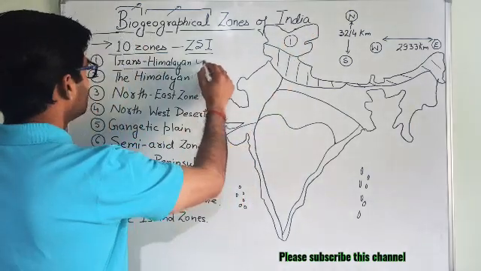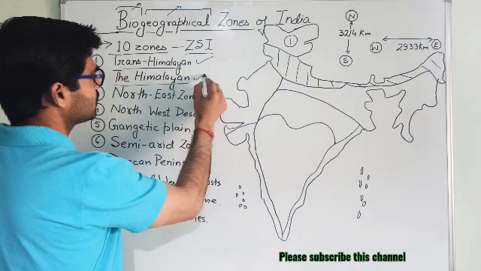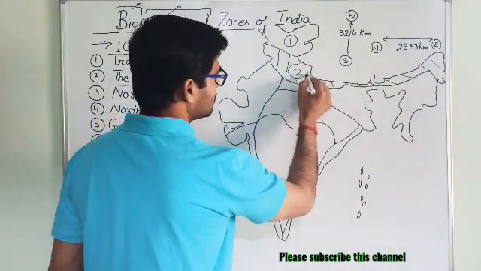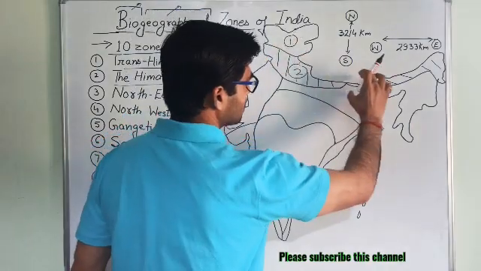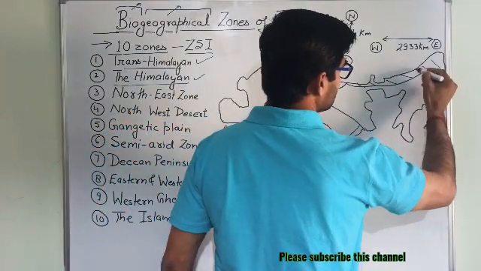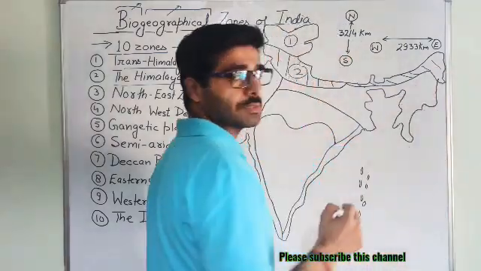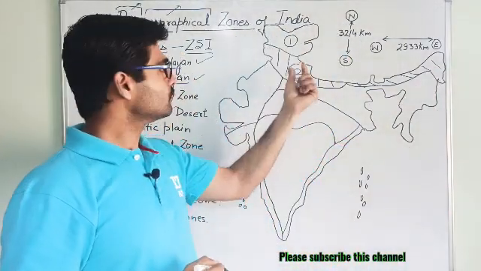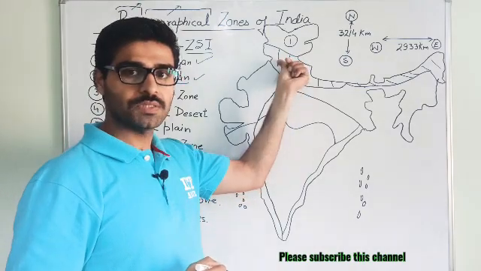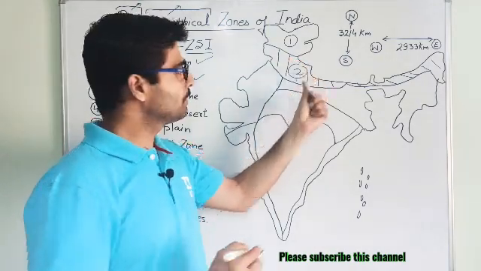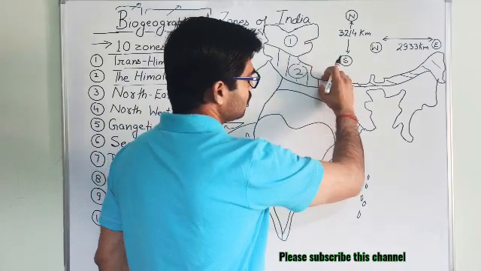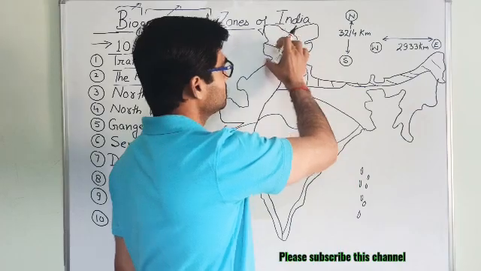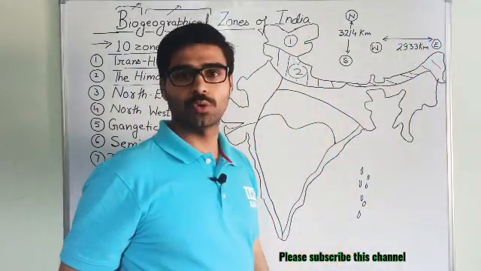Second is the Himalayan zone. This Himalayan belt includes one state, Arunachal Pradesh. So in this part, some part of J&K, Himachal Pradesh, Uttarakhand, the foothills of UP and Arunachal Pradesh. This part is the second zone, the Himalayan zone.